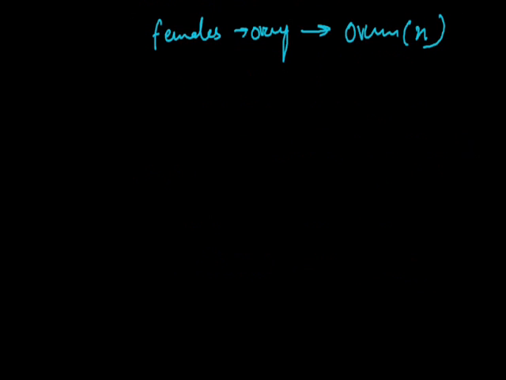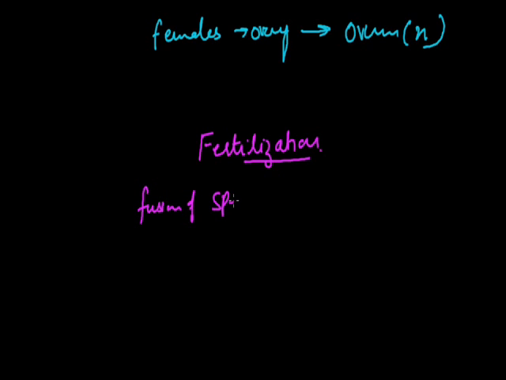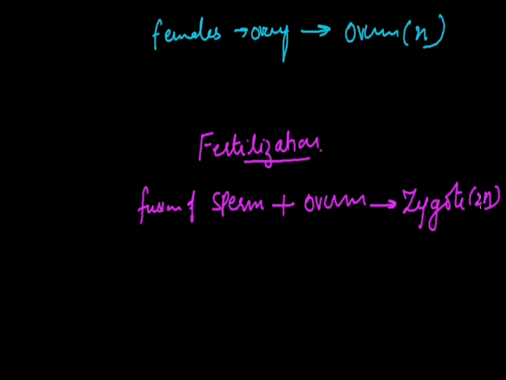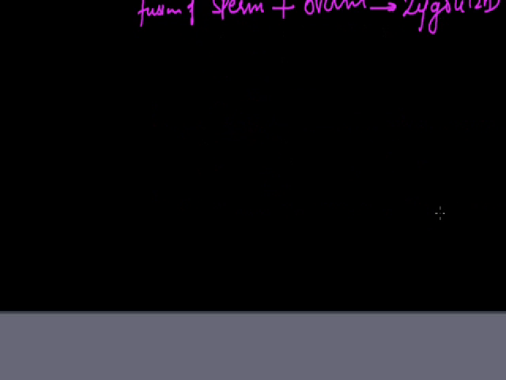Now let us come to fertilization. The first step in the process of reproduction is the fusion of sperm. Actually, it is not sperms, it is sperm. A single sperm, when it fuses with ovum, that fusion is called fertilization, and it results in a diploid structure that is called a zygote, which is diploid, and it is shown by 2N. During fertilization, the nuclei of the sperm and the egg fuse to form a single nucleus. This results in a fertilized egg or zygote. Zygote can also be called a fertilized egg. Now, this is about the fertilization.